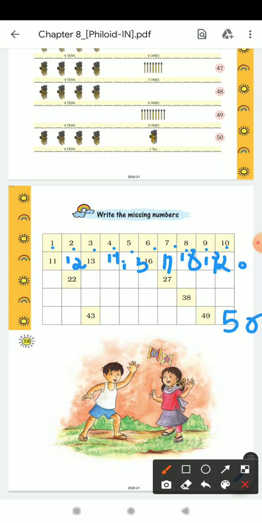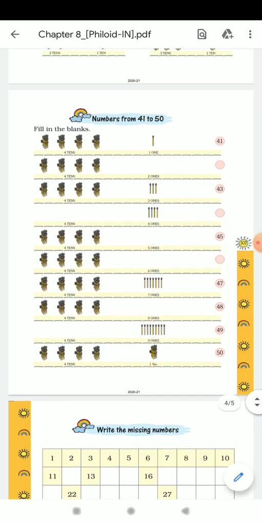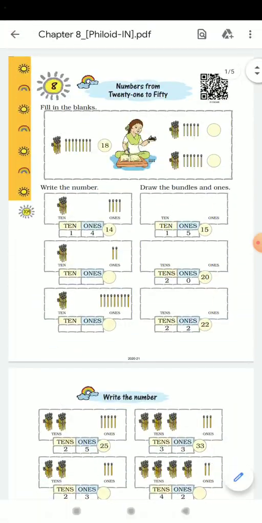Okay, I hope you will all do this work in your book, and all work before this chapter should be done properly in your book. In the next video we will meet with new work.